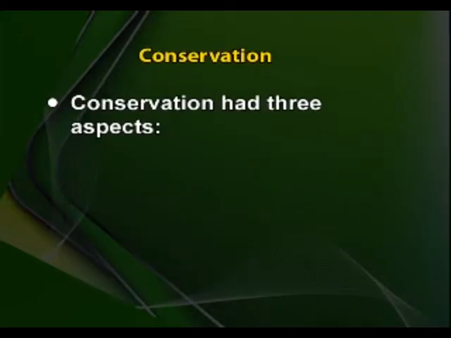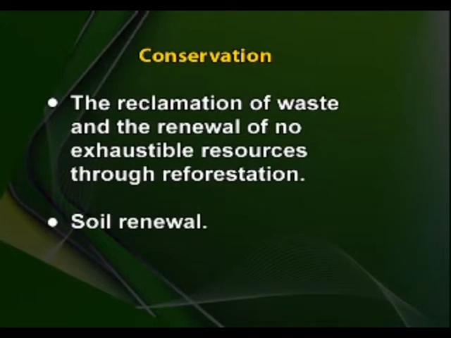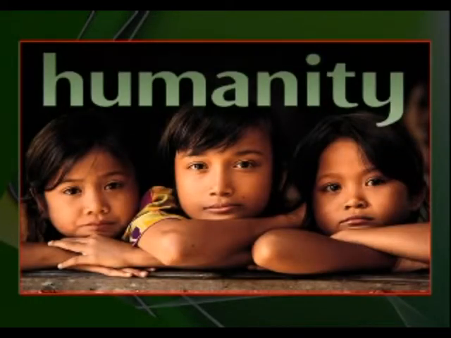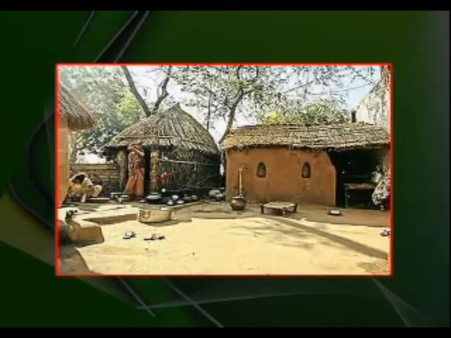Conservation had three aspects: the better utilization of exhaustible natural resources, the reclamation of waste, and the renewal of non-exhaustible resources through reforestation and social renewal. So, the duty of humanity, and at the same time the duty of the state, is to protect the environment. Slowly mankind is shifting from rural to urban.